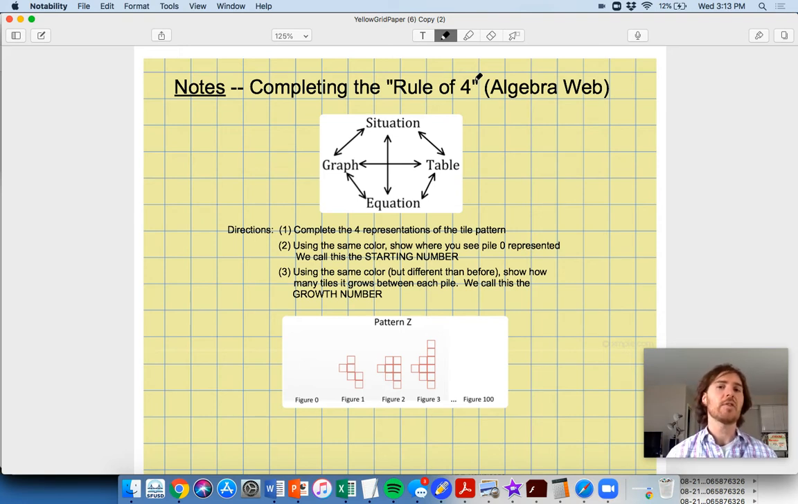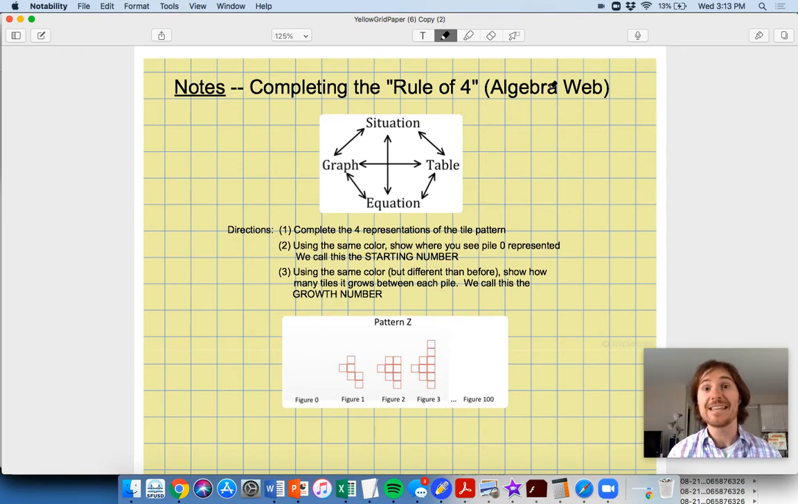If you're really struggling with it, then definitely watch this video, because what I'm going to do is take you through 3 examples, one in detail, one that I'll do kind of quickly, and then one you'll do on your own. But I'm going to explain how, when you have a tile pattern like this, like here we have pattern Z, you can complete the 4 algebraic representations.